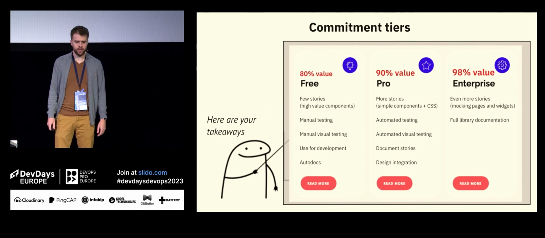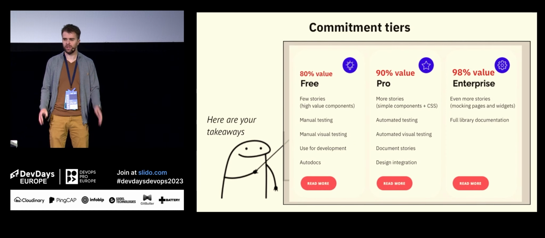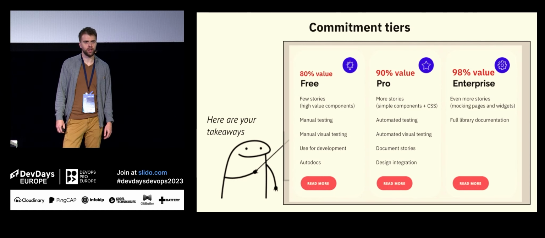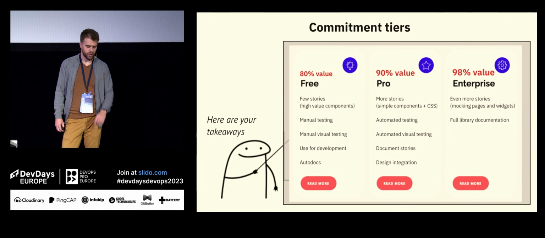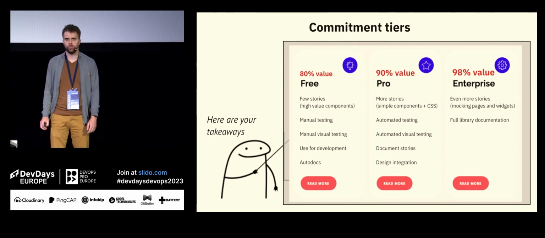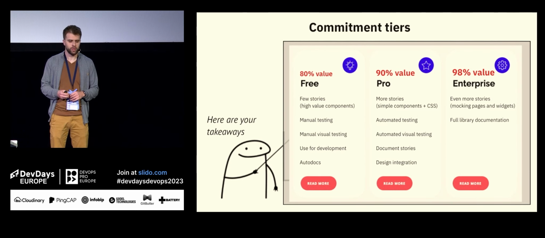And that's it for my talk. And I have a bit of a tiered image with different value. I think 80% of the value comes from the free tier of stories, which would be that you have not a lot of stories, only for high-value components. Then you will use manual testing. You will use manual visual testing because visual testing sounds scary but is very easy to integrate into a project.